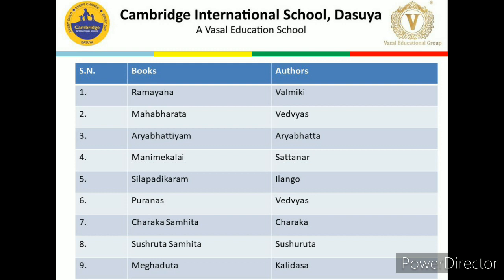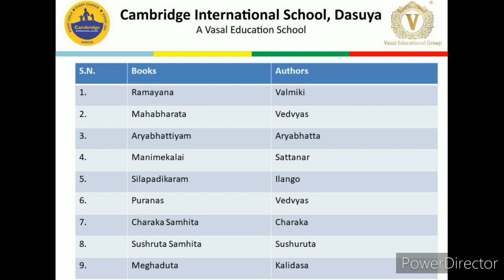Next, we have the Mahabharata. The Mahabharata is the story of the Kauravas and Pandavas, who want to win the throne of Hastinapur. It was written by Ved Vyas. Both these books, the Ramayana and the Mahabharata, are Sanskrit epics and religious books of Hindus. Again, I am repeating: the Ramayana was written by Valmiki, and the Mahabharata was written by Ved Vyas.